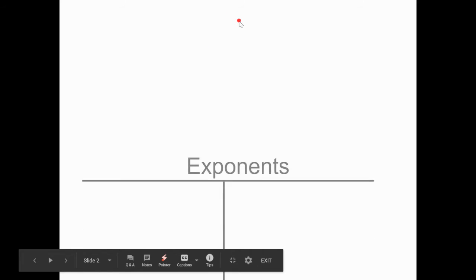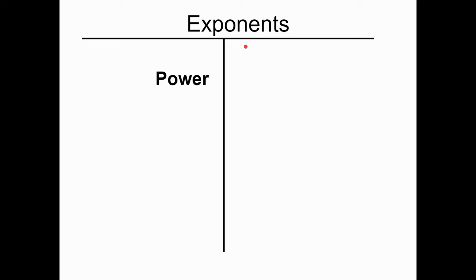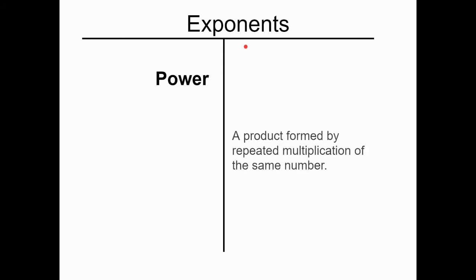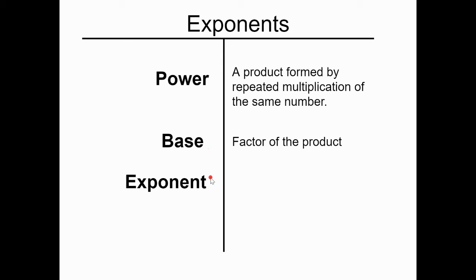In this video, we're going to talk about exponents and powers of numbers. So the power of a number is the product formed by repeated multiplication of the same number. And there are some different parts to a power. The first is the base, which is the factor of the product. And the second is the exponent. And the exponent is the number of times the factor is used.